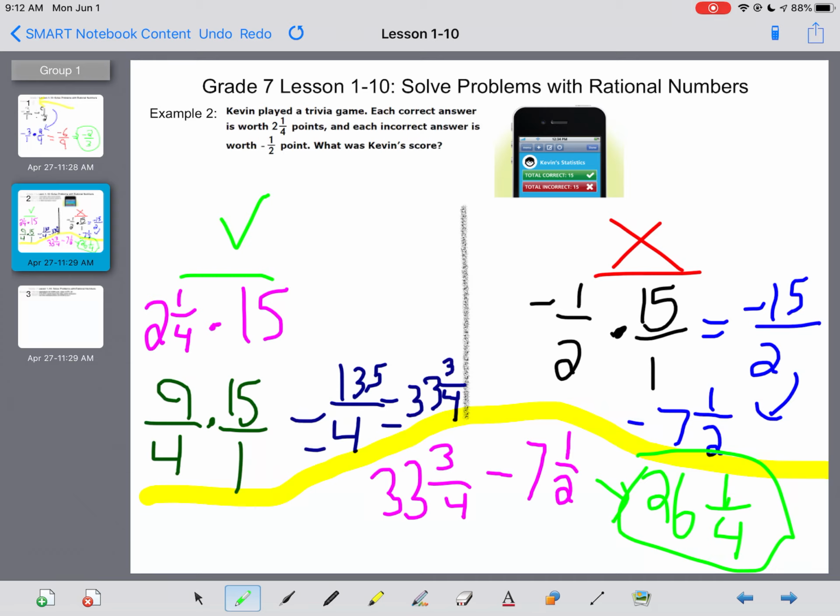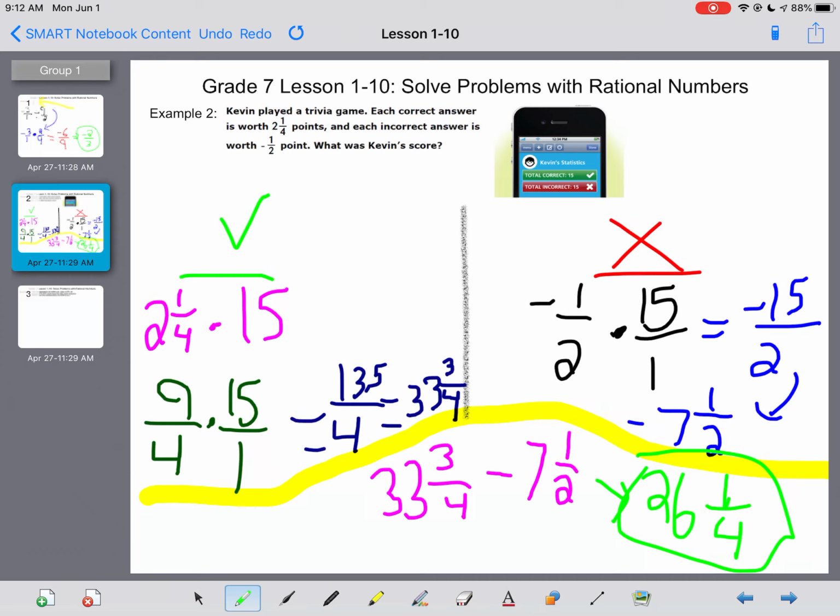And last but not least, example 3. The temperature at 4 p.m. was 2.5 degrees Fahrenheit. It dropped 0.75 degrees Fahrenheit each hour for the next 4 hours. What was the temperature at 8 p.m.?